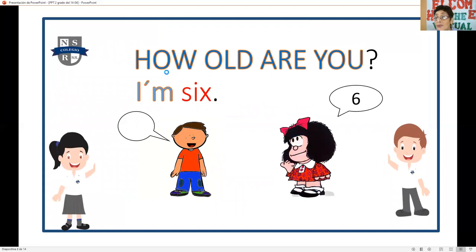Here we have a second topic. Remember that today we're going to learn personal information. We're going to learn what is your name, and we're going to learn how old are you. How old are you? We're talking about the age of the person, and we're going to work with numbers. My question says, how old are you? And the boy said, or the girl said, I'm six.